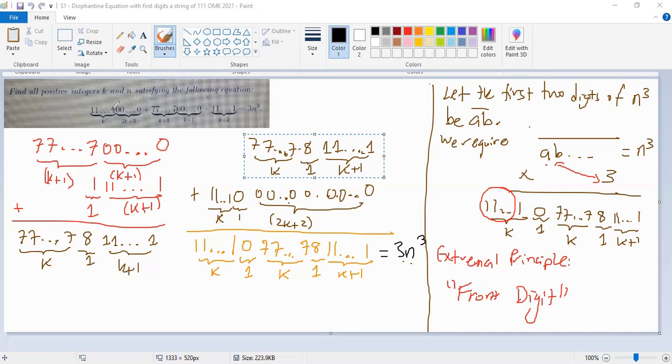Let's add the last two numbers. When I add these two numbers, the red ones here on the left, you can see it becomes this number at the bottom: 7 repeated k times, then 8, 1, and then 1 repeated k plus 1 times. A bit of a tongue twister. Then we copy that number to the right and add it to the only remaining number, the string of ones.